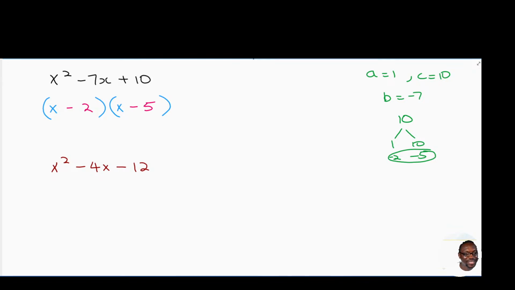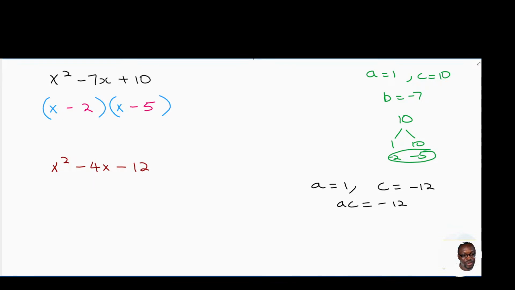We always do the same things. So a is equal to 1 and c equal to negative 12. So now what we're looking for are the factors of AC. So AC equal to negative 12. So now we're going to look for the factors of negative 12 that give us a sum of negative 4.